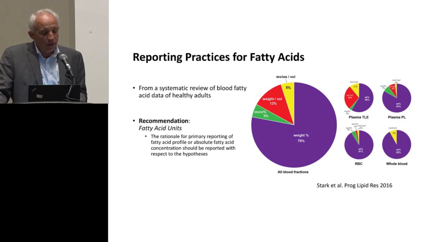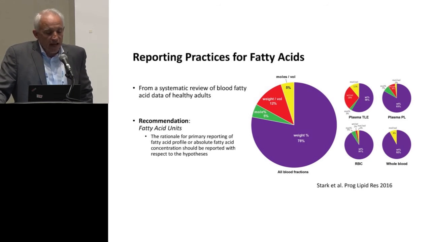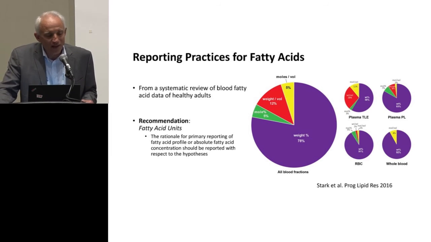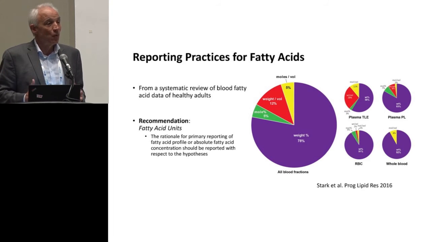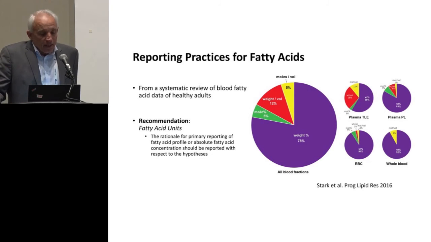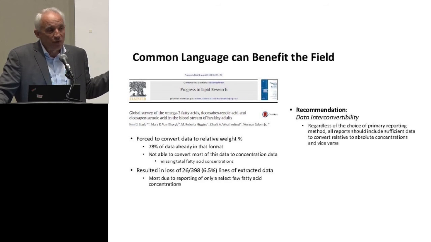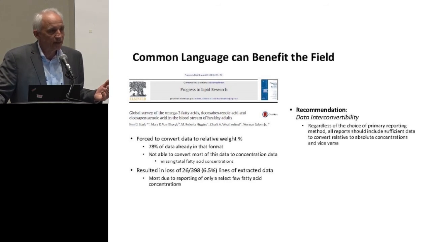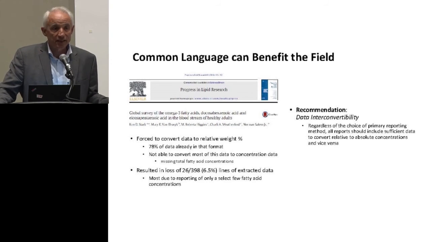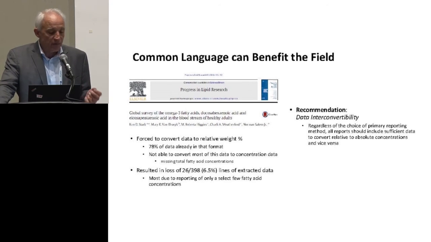So it's variable overall. The recommendation of the group in terms of fatty acid units is the rationale for primary reporting of fatty acid profile or absolute fatty acid concentration should be reported with respect to the hypothesis. That actually doesn't say a whole lot, but give some sort of reason for why you're reporting the way you do. Common language can certainly be of benefit, and in terms of the reviews that are out there, it looks as though there's been an attempt to standardize or convert the data to relative weight percent. And that makes sense because that's what the majority are actually presented at. So 78% of data are already existing in that format.